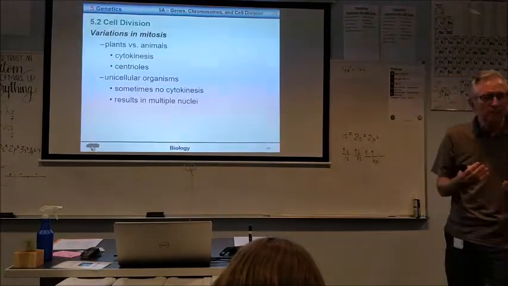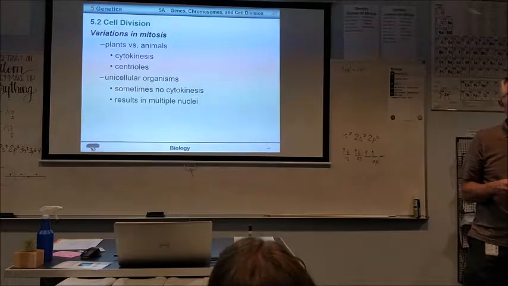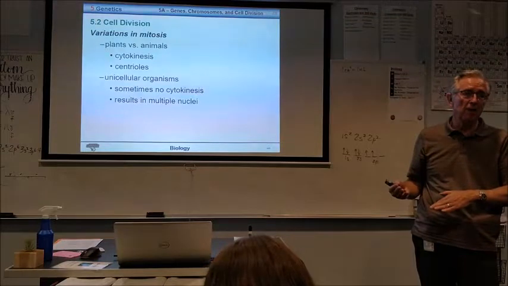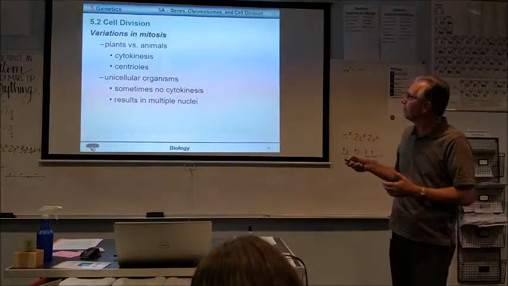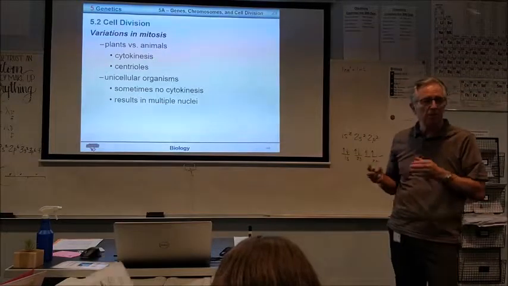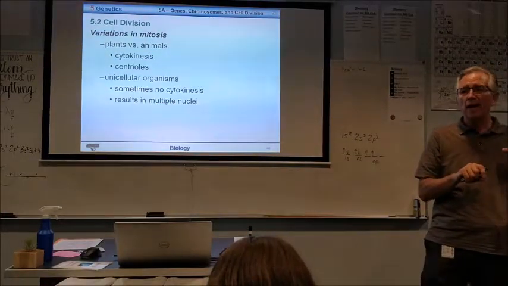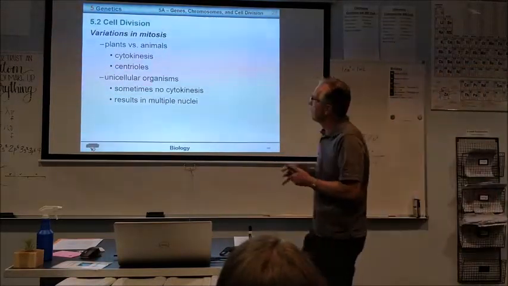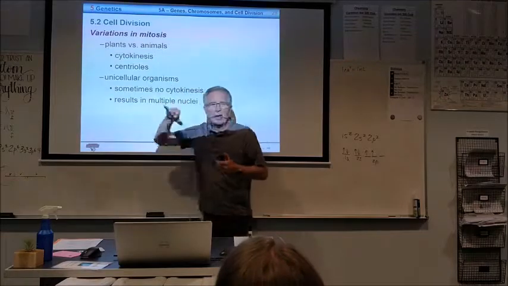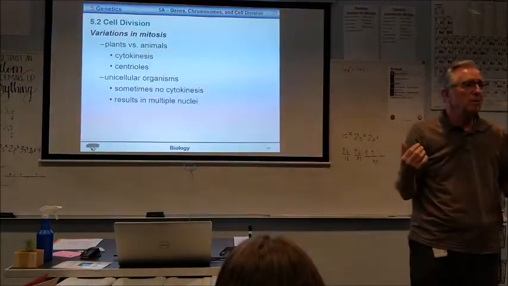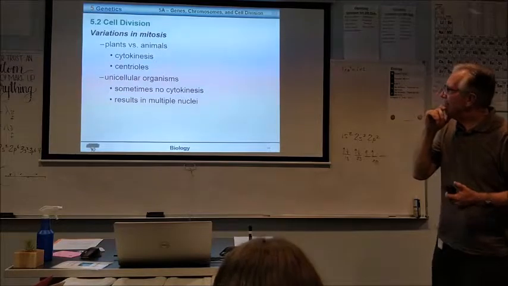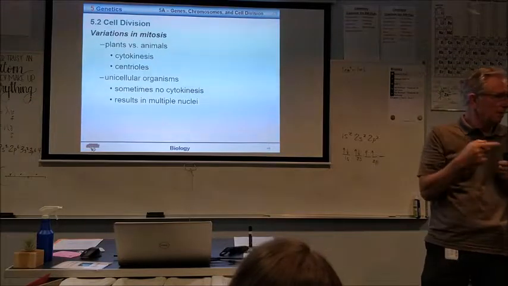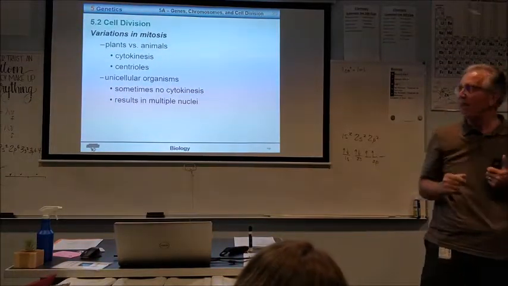So let's talk a little bit about how mitosis can vary between plants and animals, between multicellular organisms and single-cell organisms. Okay? So the cytokinesis, the part of dividing we saw, was different. Animals kind of pinch off, plants create a wall in between. Animals have a centriole, plants don't. They accomplish that without using a centriole. In unicellular, which means what? What does unicellular mean? One cell, right? One cell.